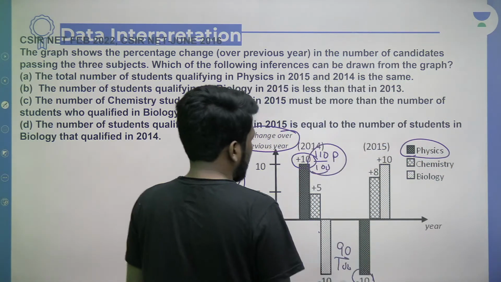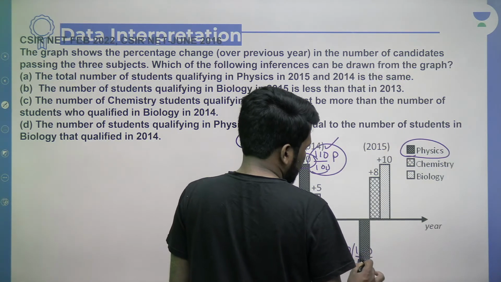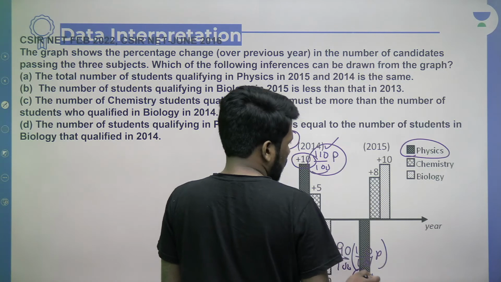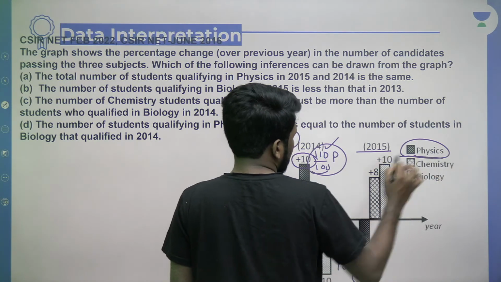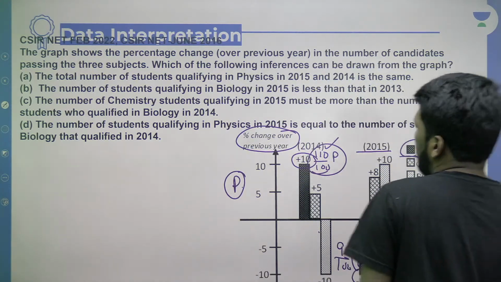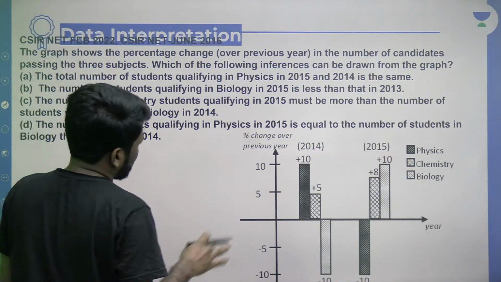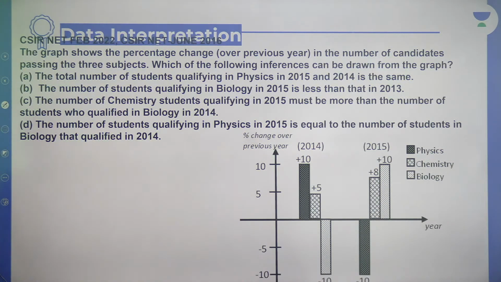90% बचा है. 90% of the previous value, that is 90% of 110% of P. That is what is remaining in 2015 for physics. Physics, I took as an example to make you understand. How many of you understood it? Please mention. The meaning of the graph only I explained. I didn't explain the solution yet.